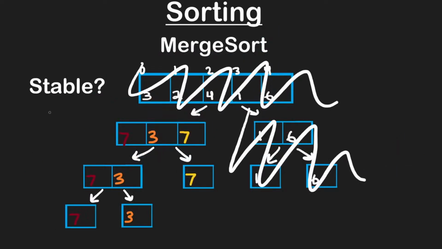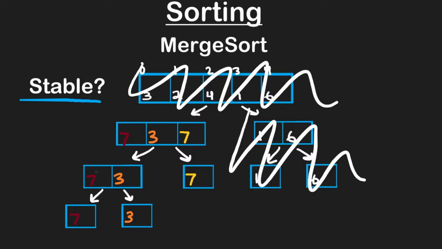So now the last question to answer, is merge sort a stable sorting algorithm? Does it preserve the order of elements where there's a tie? Like, when we sort this array, will this 7 come before this 7? Well, we can definitely code it in such a way that it does. So first we'll merge these two together.